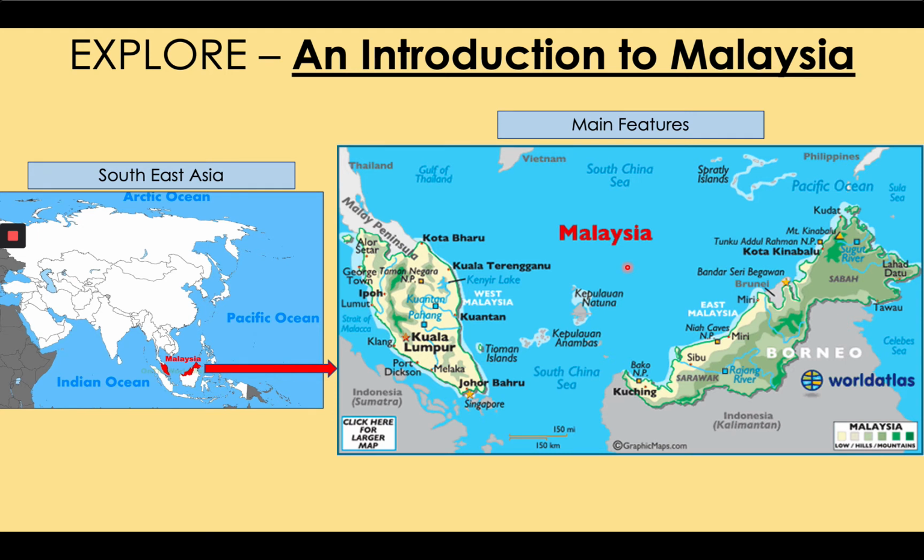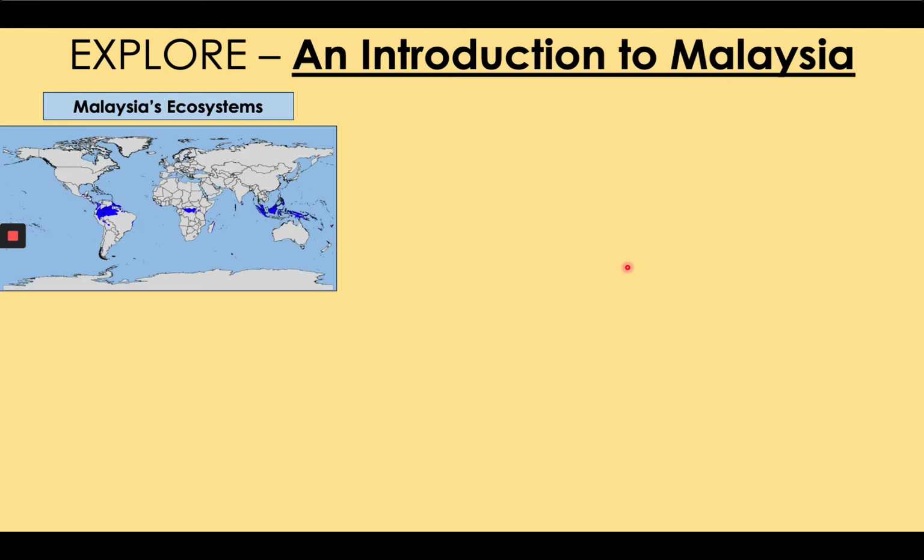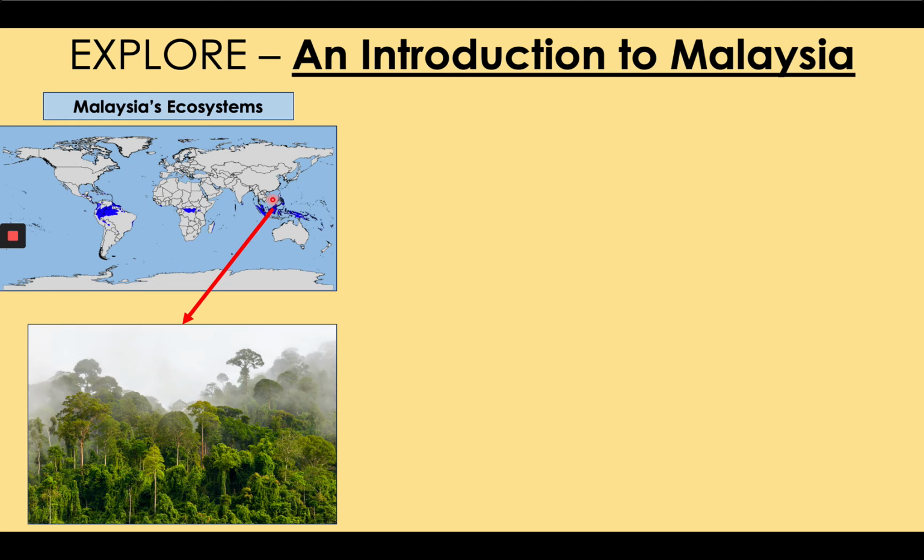Okay. Malaysia is also a NEE, a newly emerging economy. Let me show you why this is important. Malaysia's ecosystems. If you remember, this ecosystem located along the equator is tropical rainforest, and Malaysia is entirely covered by that biome, tropical rainforests. Here.